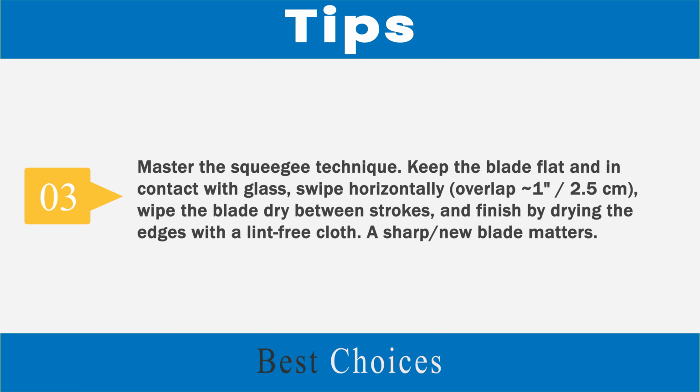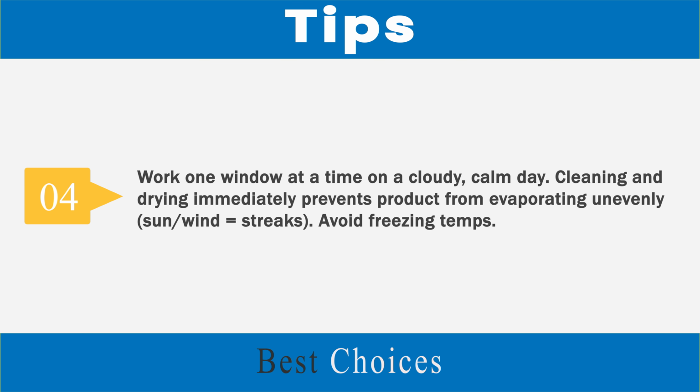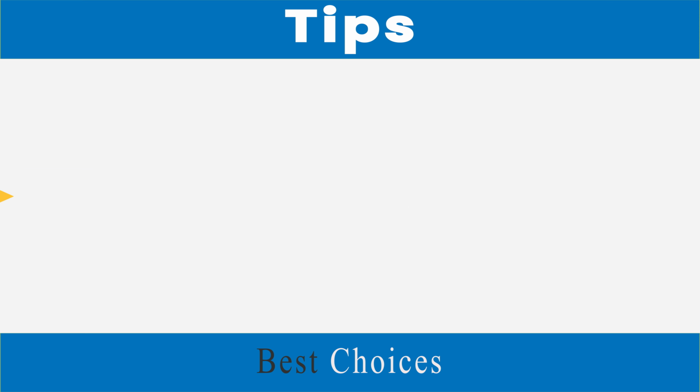3. Master the squeegee technique. Keep the blade flat and in contact with glass, swipe horizontally, overlap 1 inch/2.5 centimeters, wipe the blade dry between strokes, and finish by drying the edges with a lint-free cloth. A sharp/new blade matters. 4. Work one window at a time on a cloudy, calm day. Cleaning and drying immediately prevents product from evaporating unevenly. Sun/wind equals streaks. Avoid freezing temps.